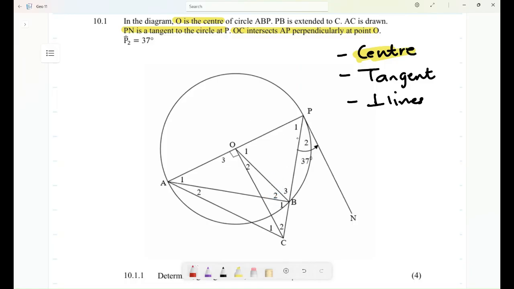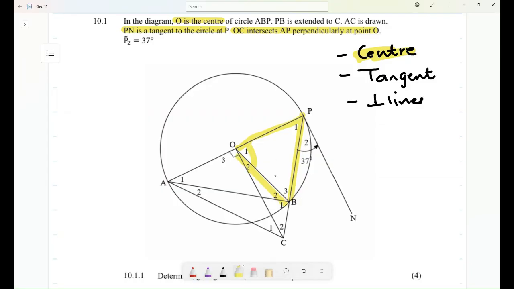The second theorem says angle at the center is twice angle at the circumference. Let's look at any chord or any arc. Let's look at any chord. They said PB is a AC. AC is not a chord, all right? Look at PB. PB is a chord, right? So PB is a chord that subtends an angle at the center, which is angle O1, right?